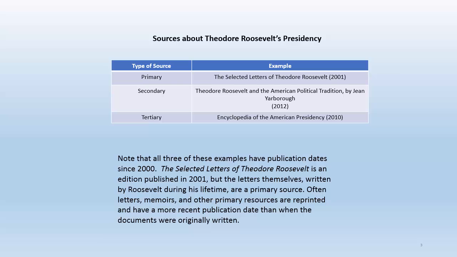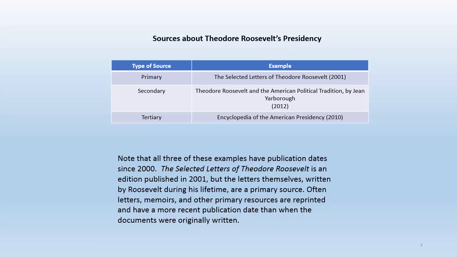The book by Jean Yarborough, Theodore Roosevelt and the American Political Tradition, is a secondary source published in 2012. This scholarly book, published by the University of Kansas Press, relies on primary and other secondary sources for its content and is therefore a secondary source. This book contains lists of references citing many sources, both primary and secondary.